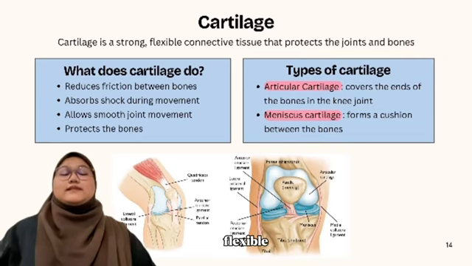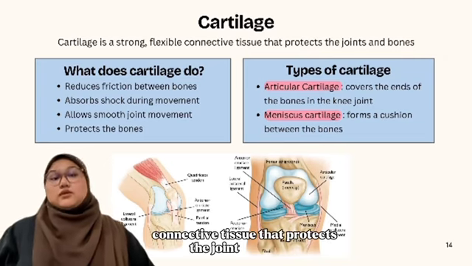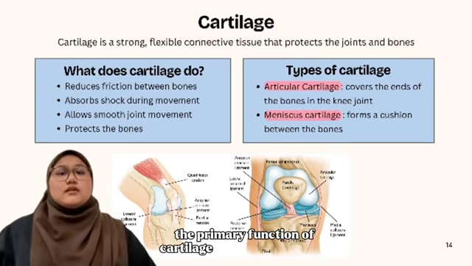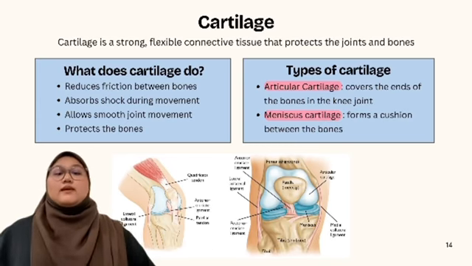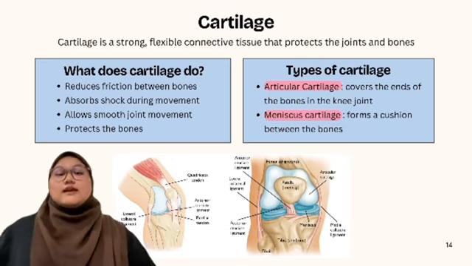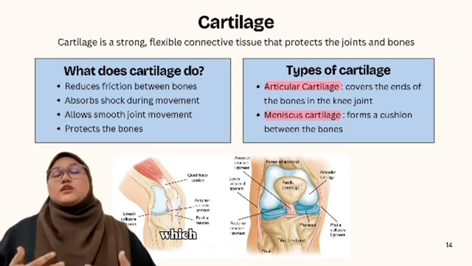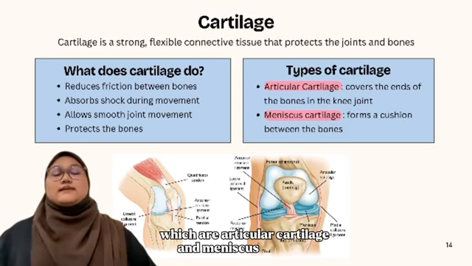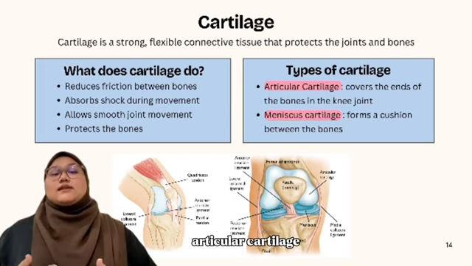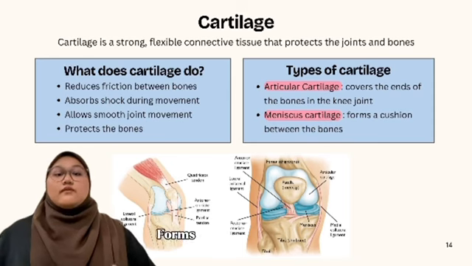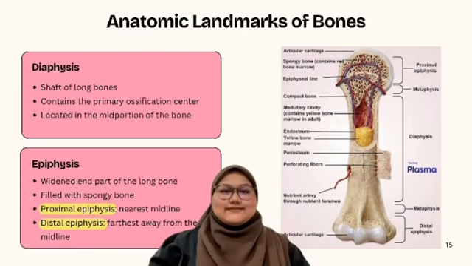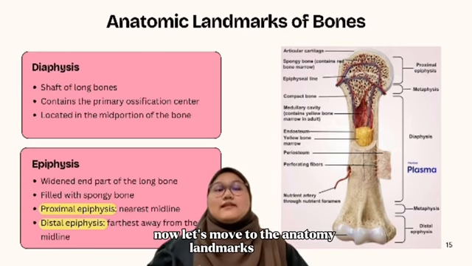Cartilage is a strong, flexible connective tissue that protects the joints and bones. The primary function of cartilage is to reduce friction between bones and absorb shock during movement. Cartilage also allows smooth joint movement and helps to protect the bones. There are two types of cartilage, which are articular cartilage and meniscus cartilage. Articular cartilage covers the ends of the bones in the knee joints, and meniscus cartilage forms a cushion between the bones.